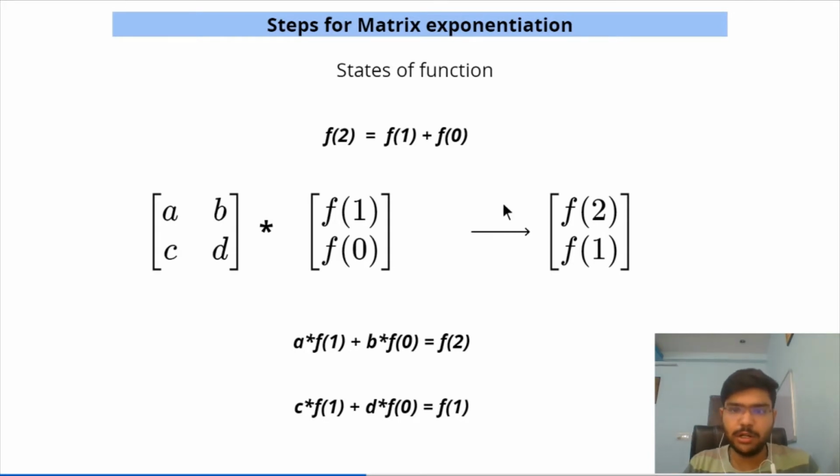To achieve what? To achieve the first element. Okay, so A into f of 1 plus B into f of 0, what will it do? It will form f of 2. So this is the first equation that I encountered.